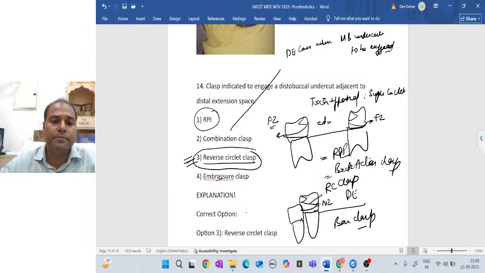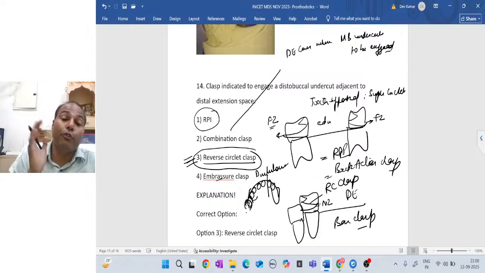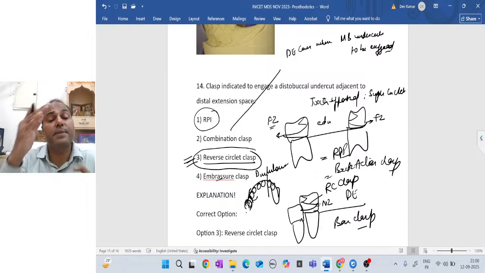Embrasure clasp is given on the dentulous side. There is a full complement on the dentulous side. Suppose the classification is like this: here there is a distal extension and here there are full teeth, no modification space, so there we can give an embrasure clasp and a modified clip clasp on the dentulous side. Full complement of the teeth are present, there we can give an embrasure clasp. Difficult to seat, it may distort, we have to create spaces, create bevels on the buccal and lingual side for the embrasure clasp.